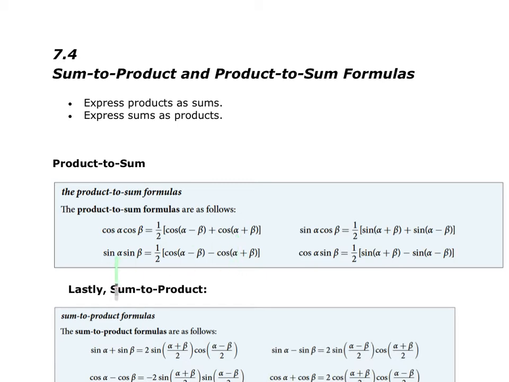If I am multiplying two sines with different angles, then I can write it as 1/2 the cosine of the difference of the angles, minus the cosine of the sum of the angles. And if I have a mix between sine and cosine with different angles, then I can write it in terms of sine. So it would be 1/2 the sine of the sum of the angles, plus the sine of the difference, and of course you see the difference down here.